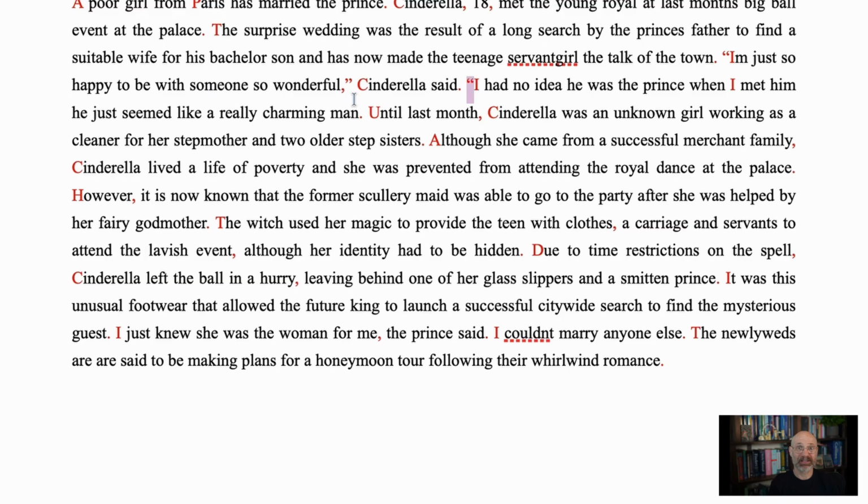The closing one, the 99, always comes after that comma. Also notice the writer doesn't need to write "Cinderella said" again because it's clear she is still talking.